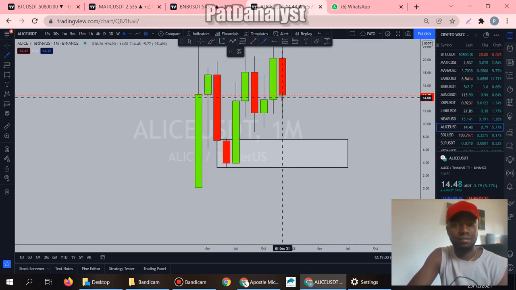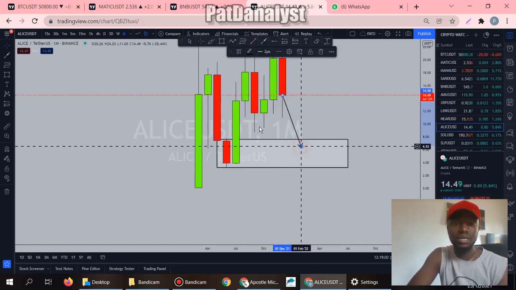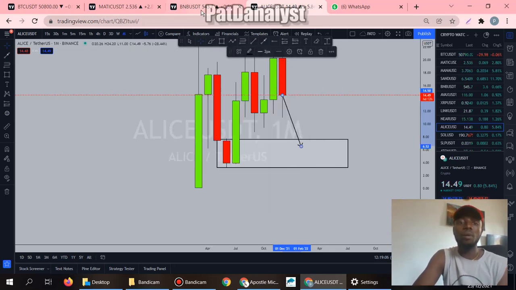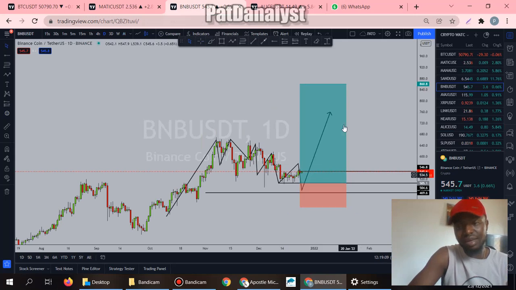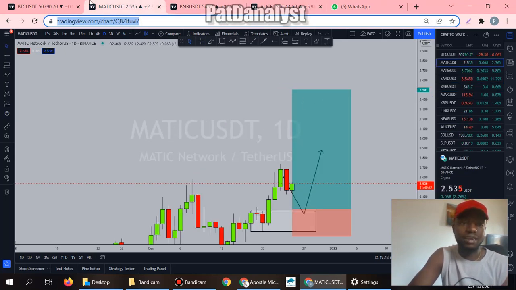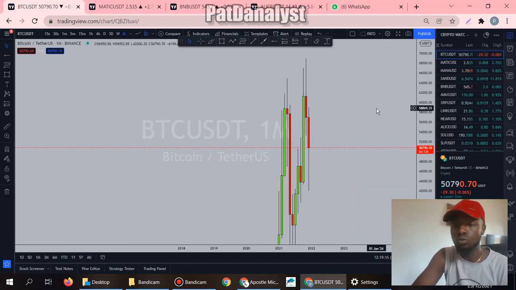My target for Alice is a dump down to this place from the monthly. And before that monthly target happens, there will be a pullback during this pump, because the whole pump can't happen without affecting Alice. This can pump to 800 without affecting Alice. This guy can pump to 3.5 without affecting Alice. BTC can pump up to where we're targeting without affecting Alice.